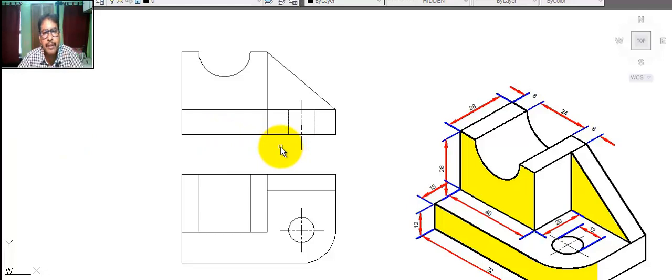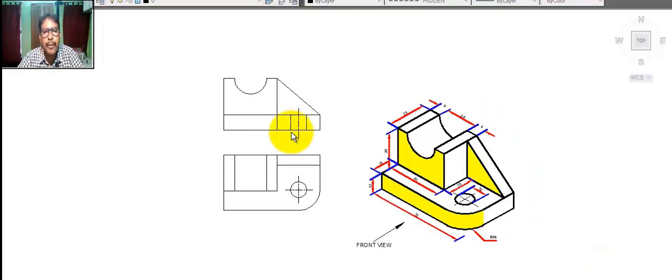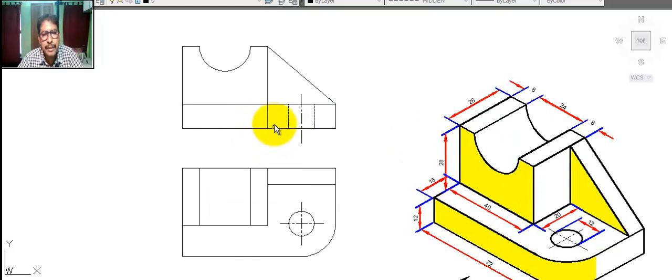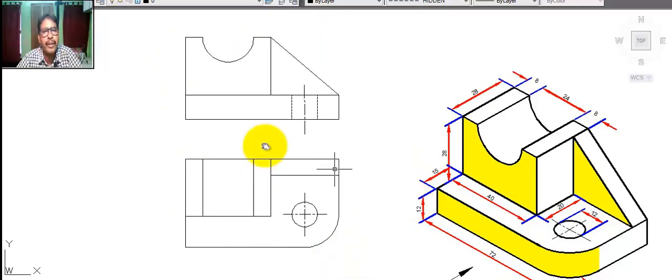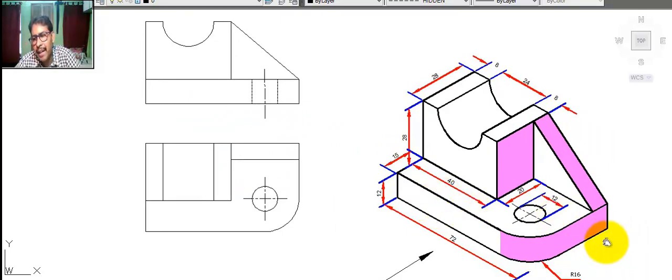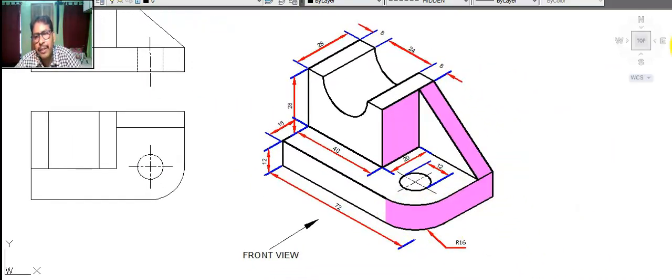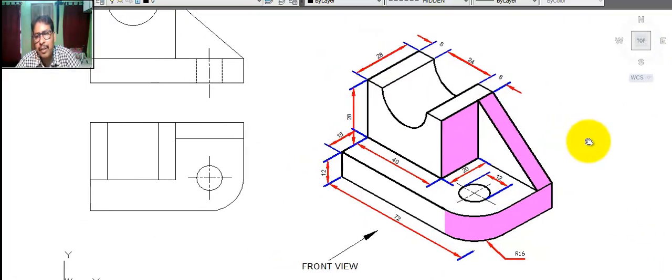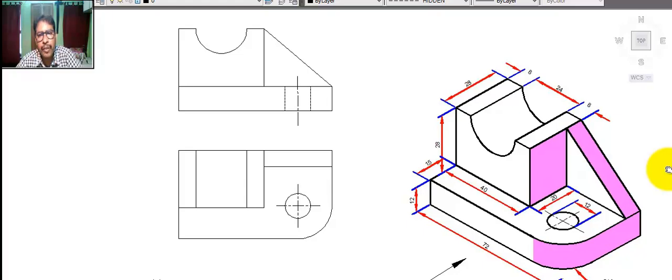Our front view is almost complete. This line, there is no line, so we erase this. Our front view is completed. Our top view is also complete. Now we draw the right hand side view. For the right hand side view, we see this portion and this portion. Okay.